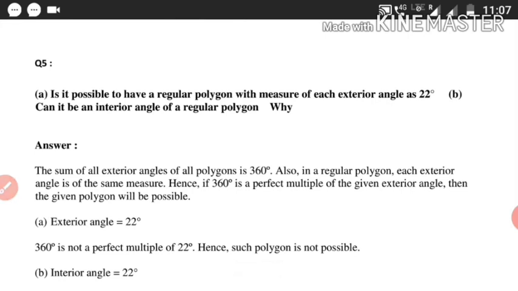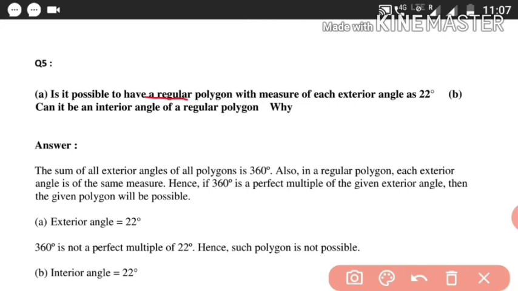Here it is given, is it possible to have a regular polygon? So a regular polygon means what? All sides will be equal, with the measure of each exterior angle being 22 degrees. Now, if the exterior angle is 22 degrees, is it possible to have a regular polygon? That means the polygon can be regular or not.